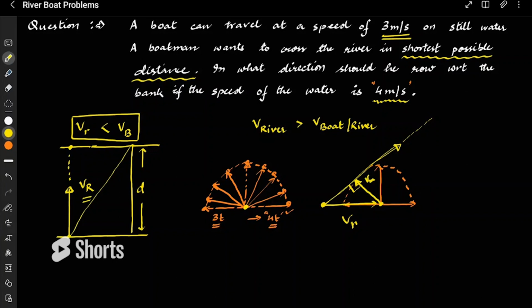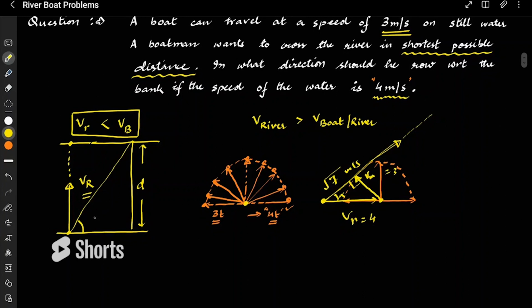distance. Therefore this can easily be calculated because we know the river velocity is 4 and the man velocity is 3. Clearly I can calculate this particular thing: 4 4s are 16 minus 9, and 16 minus 9 is 7, so root 7 meters per second. So I will get the angle, and if I get the angle I will get the shortest possible distance as well. Basically if I get this resultant angle, I will get the shortest possible distance.